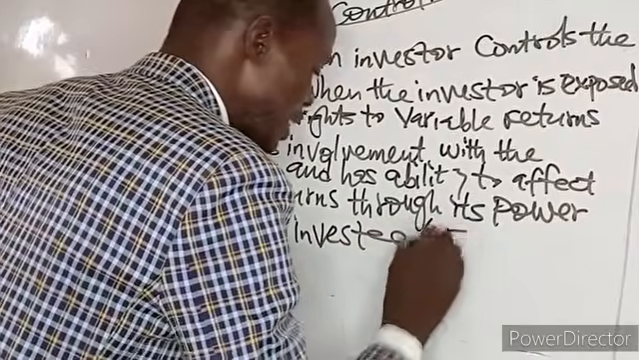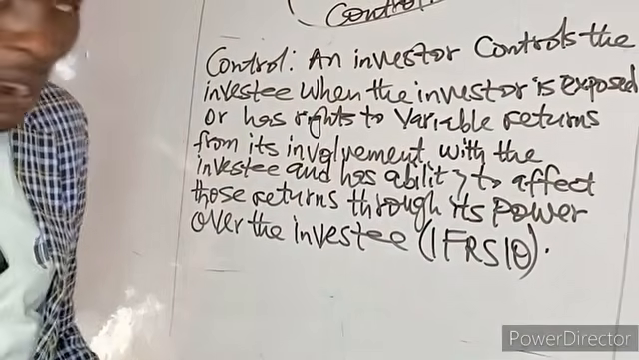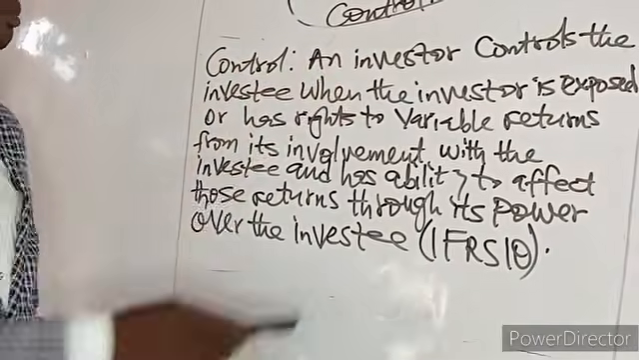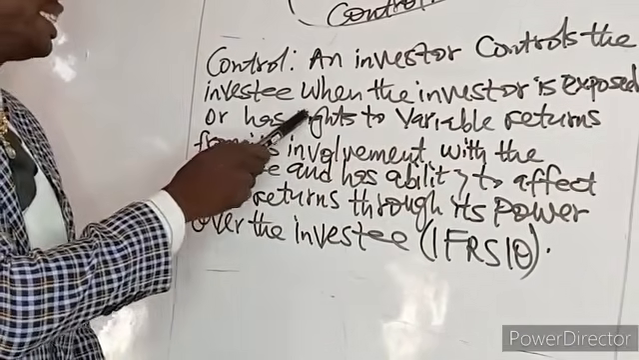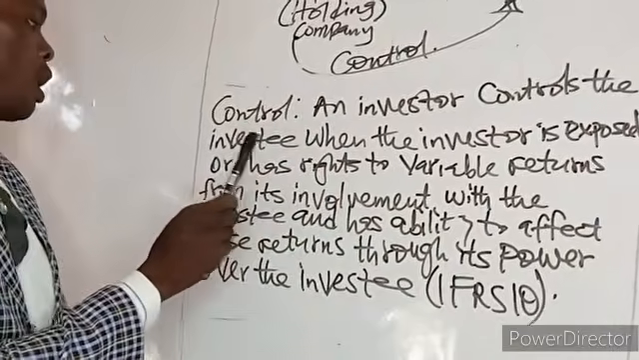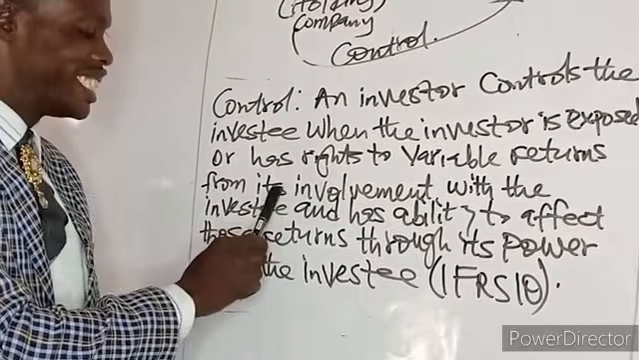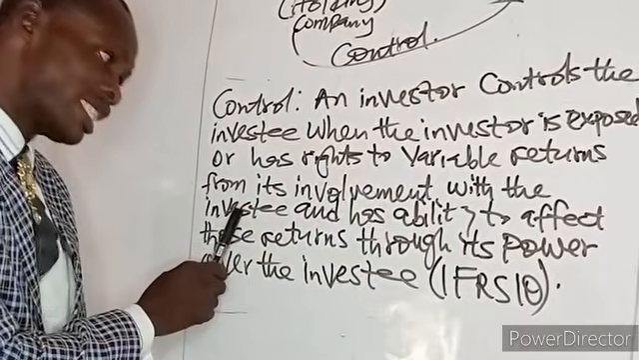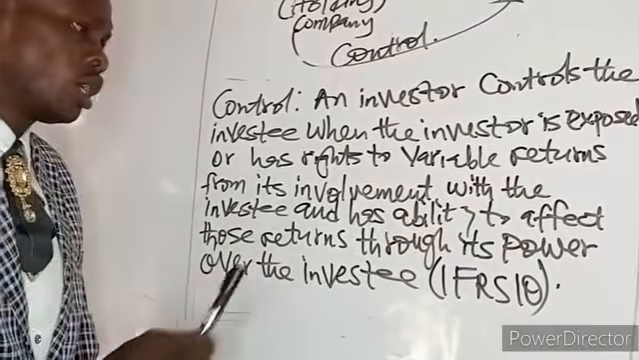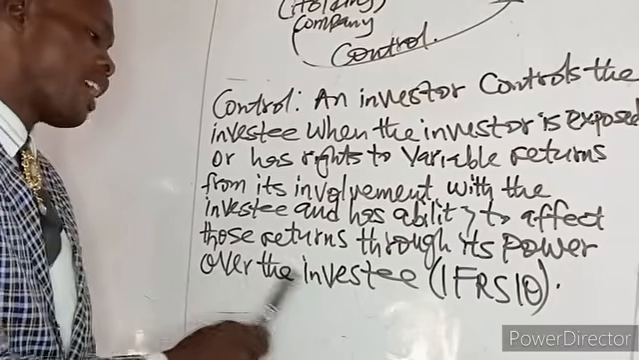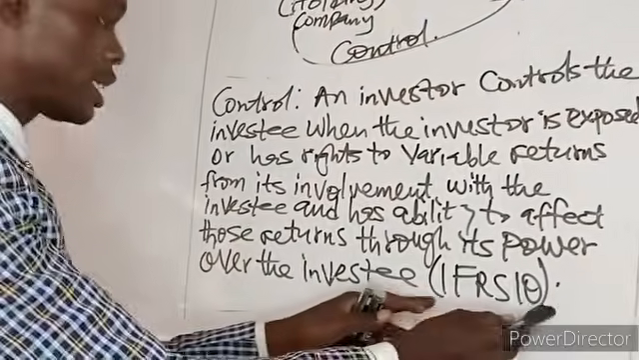That is control in accordance with IFRS 10. An investor controls the investee when the investor is exposed or has rights to variable returns from its involvement with the investee and has the ability to affect those returns through its power over the investee.